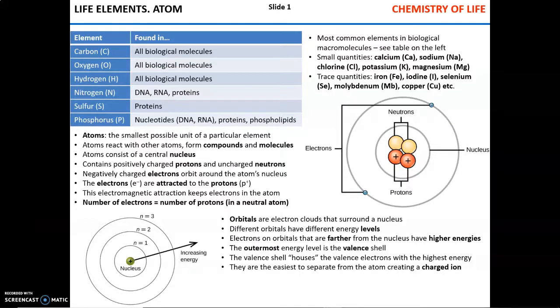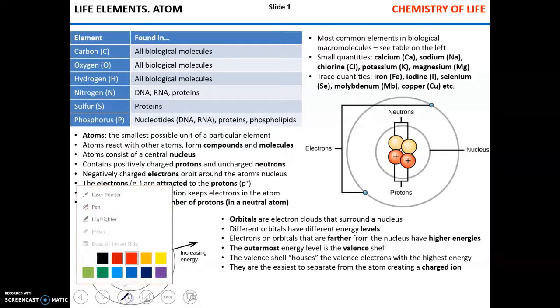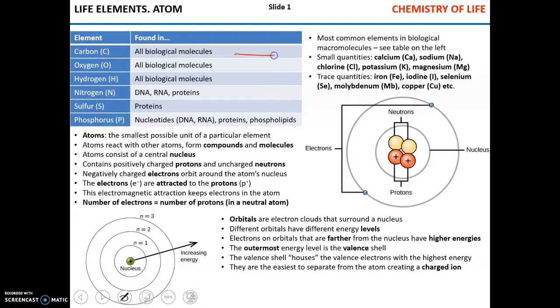Today we're going to talk about the basics of life chemistry, and we're going to start with a conversation about the elements that constitute the majority of living things. There are six elements: carbon, oxygen, hydrogen, nitrogen, sulfur, and phosphorus, that can be found in virtually all living tissues.